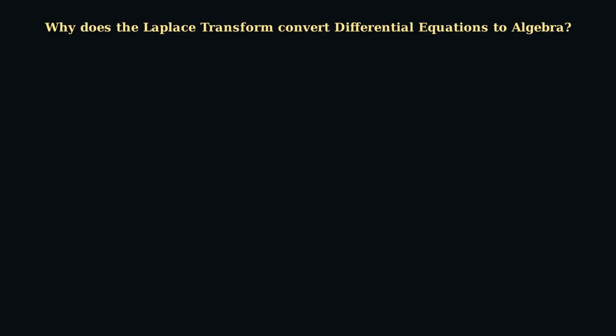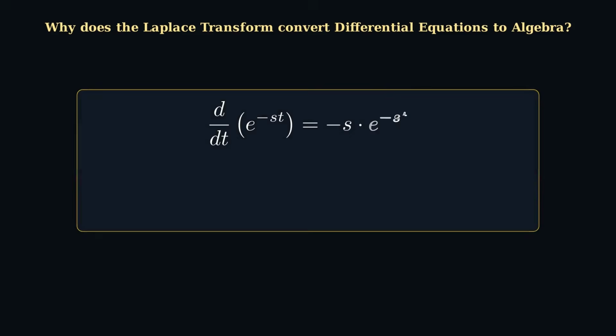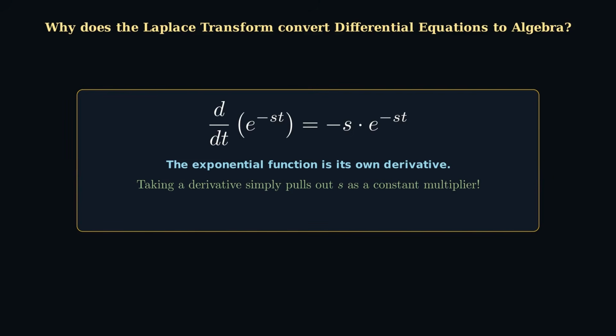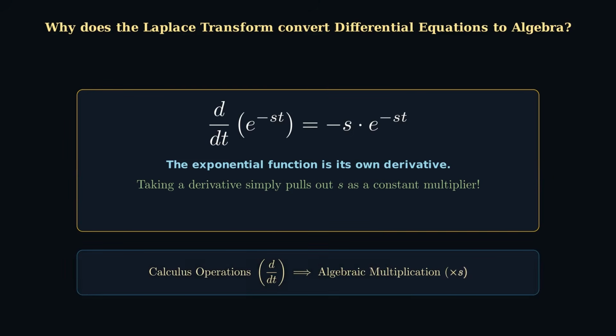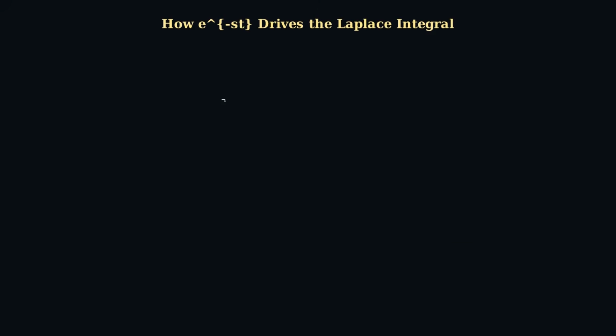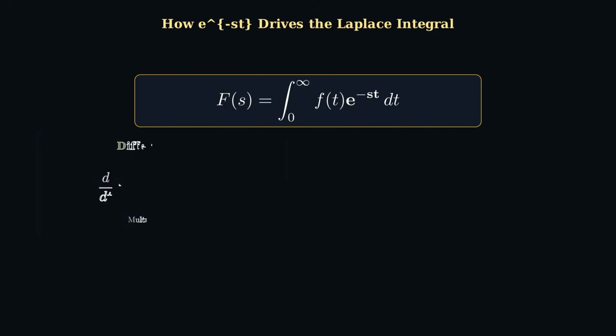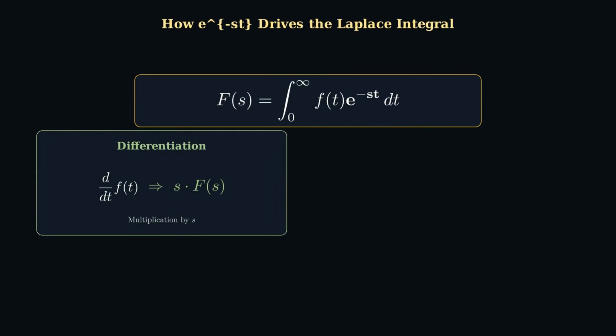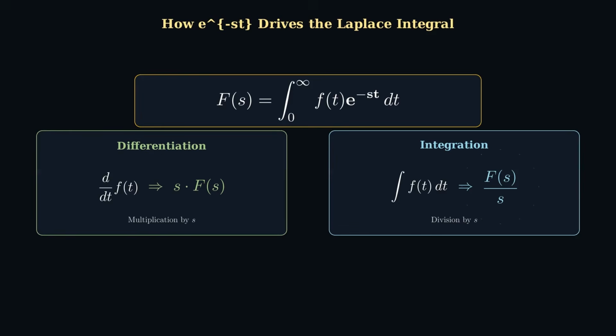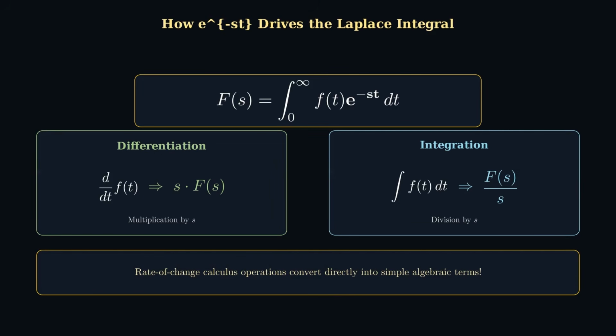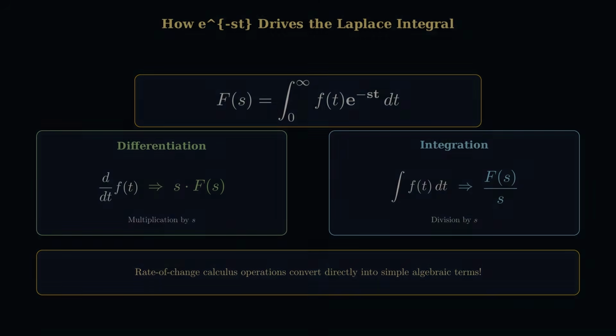So why does this transform differential equations into high school algebra? It works because the exponential function is its own derivative. The derivative of e to the minus st simply pulls s out as a constant multiplier. Because e to the minus st drives the Laplace integral, rate of change calculus operations convert directly into simple algebraic terms. Differentiation, d by dt, becomes multiplication by s. Integration, integral of dt, becomes division by s.